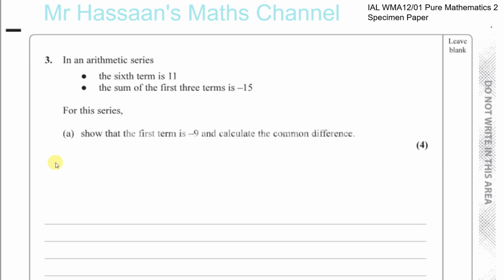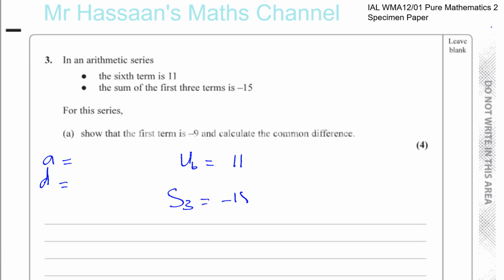Okay, so it's an arithmetic series. We have the first term and we have the common difference, which we have to find. But what we've been given is a sixth term. So we know that the sixth term is equal to 11, and the sum of the first three terms is equal to negative 15.